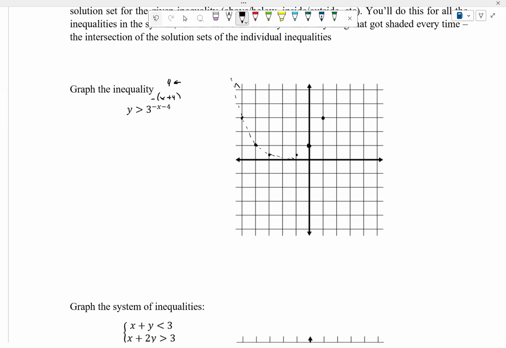Am I done? Actually, I haven't graphed anything yet. I have to choose a side. Does the origin work? Check the origin. 0 is greater than anything positive? I think that's wrong. Okay, so we're going to shade the other side. I'm going to use a highlighter here because I can. Fail, I went so over the line. I was hoping you would see that, Baron. Okay, it's not perfect, but that's the idea.